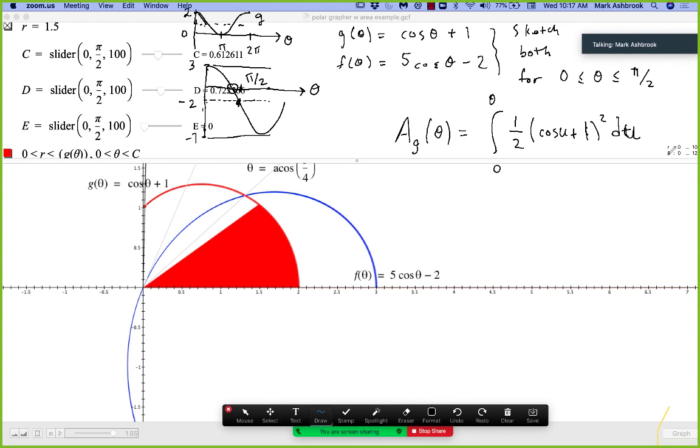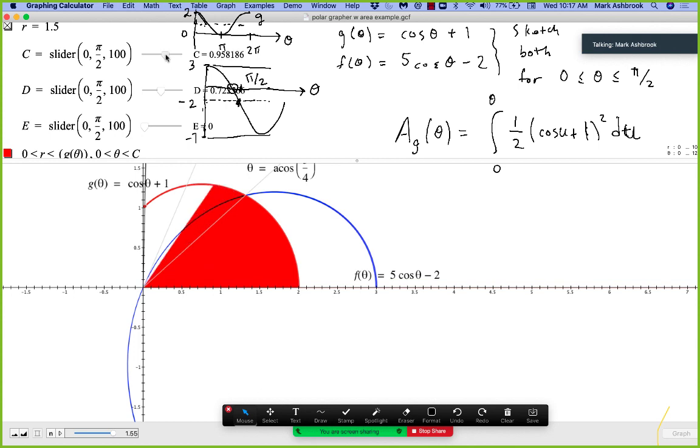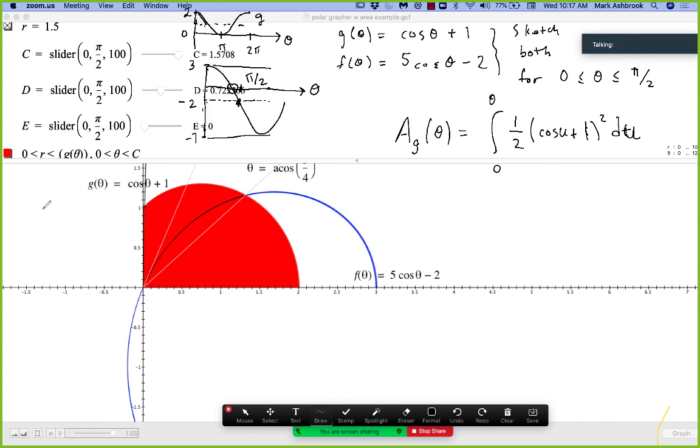Okay, very good. So that would be the accumulation of area from the graph of G to the pole. So how do I represent that amount of area right there? What is that area? It would be the integral from 0 to pi over 2 of (half cosine t plus 1) squared dt.